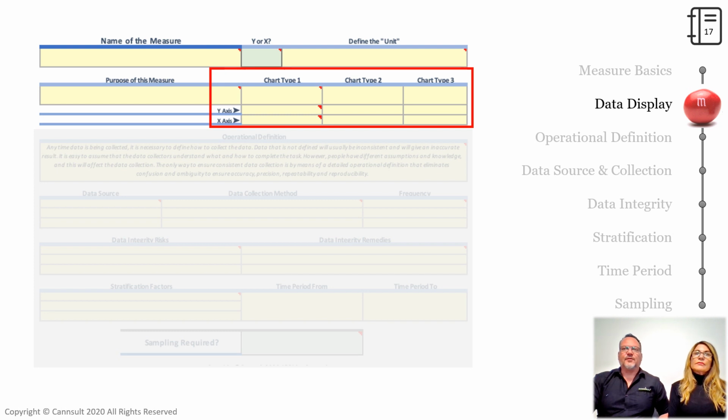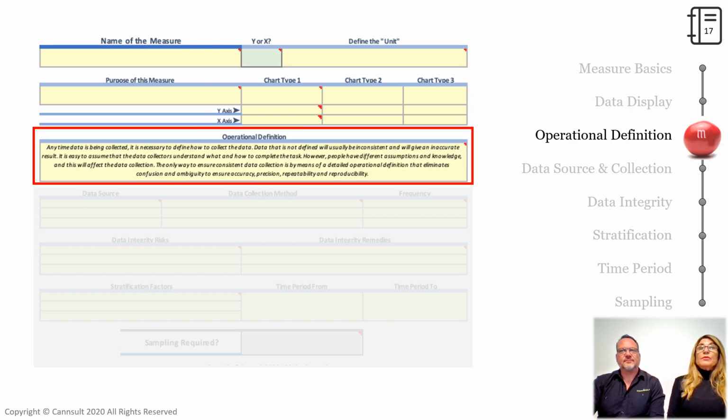The next part of the form is about data display. You might choose to display your data with multiple charts. This section identifies what charts you plan on using and also asks you to capture what will be on the Y and X axis of your charts. This is a good prep to make sure that you're all set up to create the chart once the data has been collected.